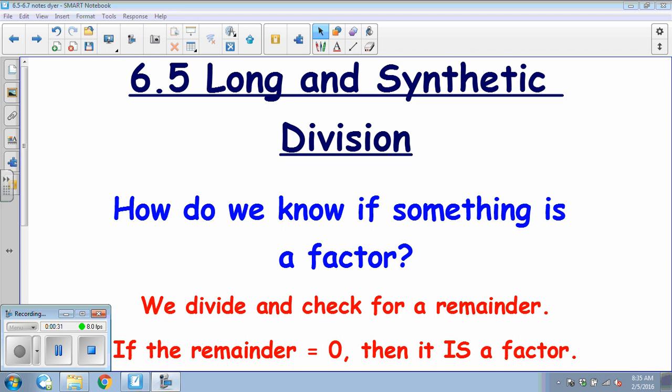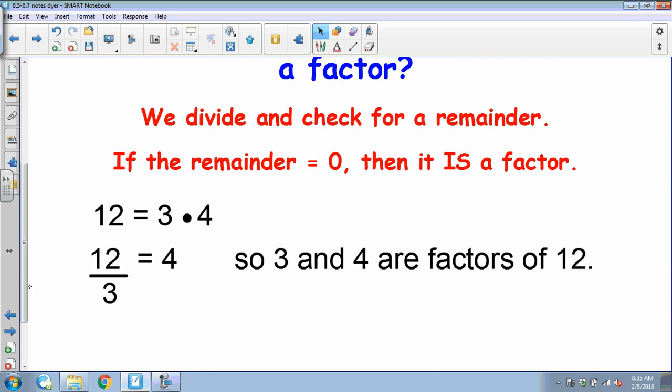And so yesterday we talked about how do we know if something is a factor. If something is a factor, then we divide and we check for a remainder. If the remainder is 0, then that means it is a factor. Okay, well that holds true for polynomials. Just like regular numbers, we know the factors of 12 are 3 and 4. So if I take 12 and divide it by 3, it's going to equal 4. There's not going to be any remainder.